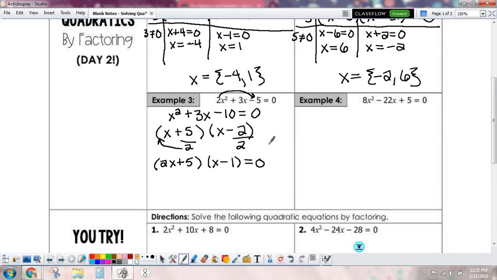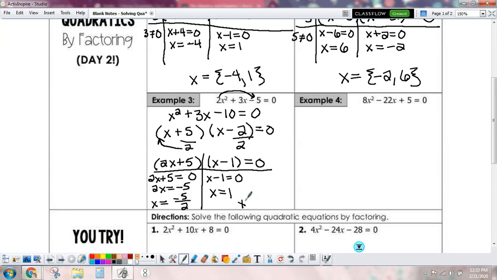still equal to 0. And now we go ahead and solve. So 2x plus 5 equals 0, x minus 1 equals 0. Okay, so I have 2x equals negative 5. So x equals negative 5 halves, because we're dividing by 2. And over here I'm just adding 1, so x is 1. So my solution is negative 5 halves, comma, 1.